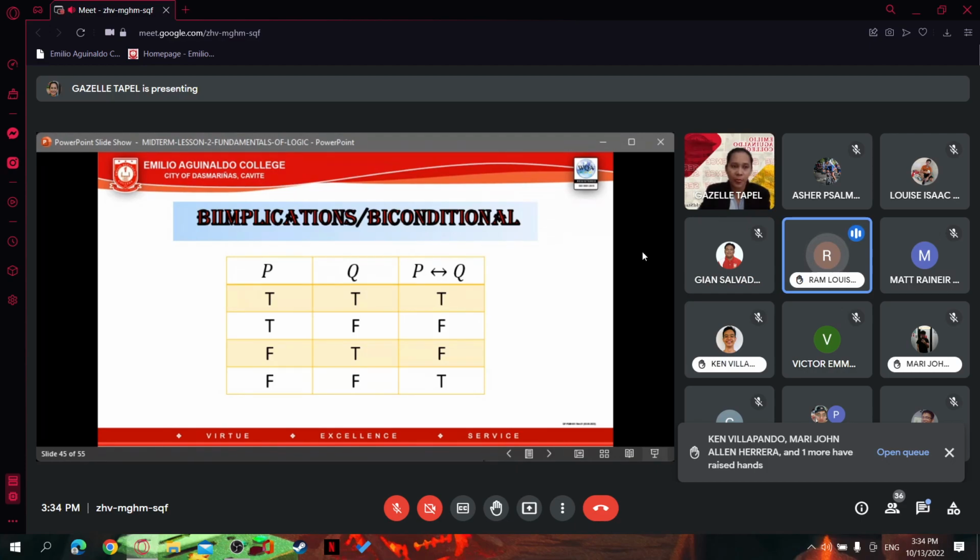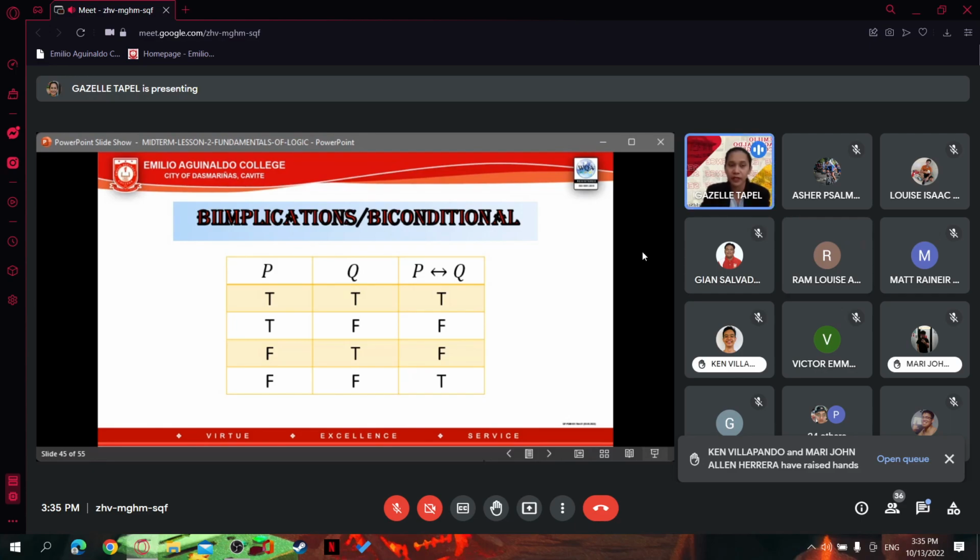Ano po ma'am, pag yung hypothesis po ma'am tama, tas po yung conclusion po is false, ang magiging sagot po dun po false. Pag parehas po true, tas pag parehas po false, ang sagot po dun true. Pag ano naman po, pag yung hypothesis po false, and then yung conclusion po is true, true pa rin po yung sagot. Okay, correct.